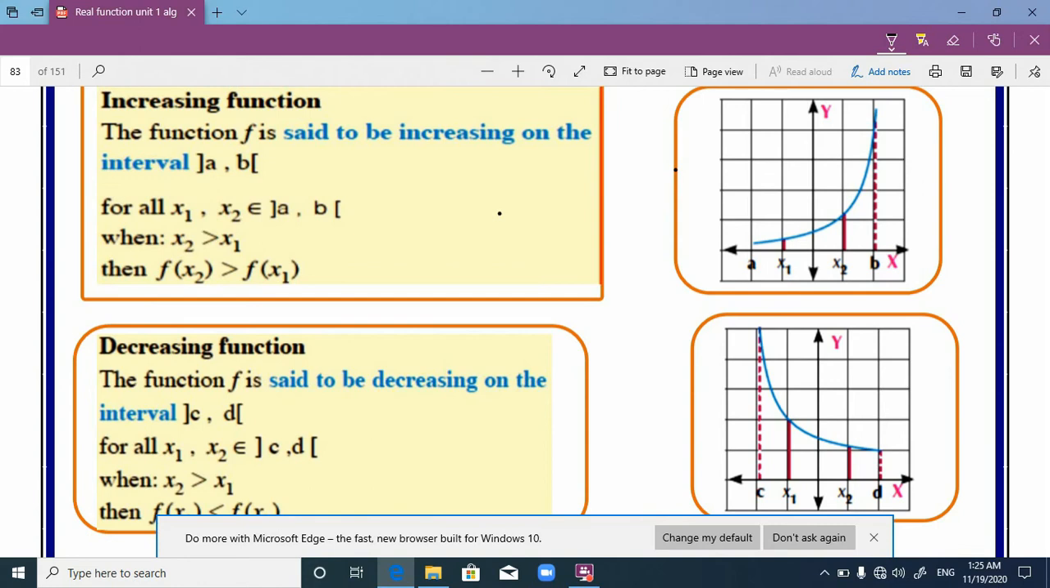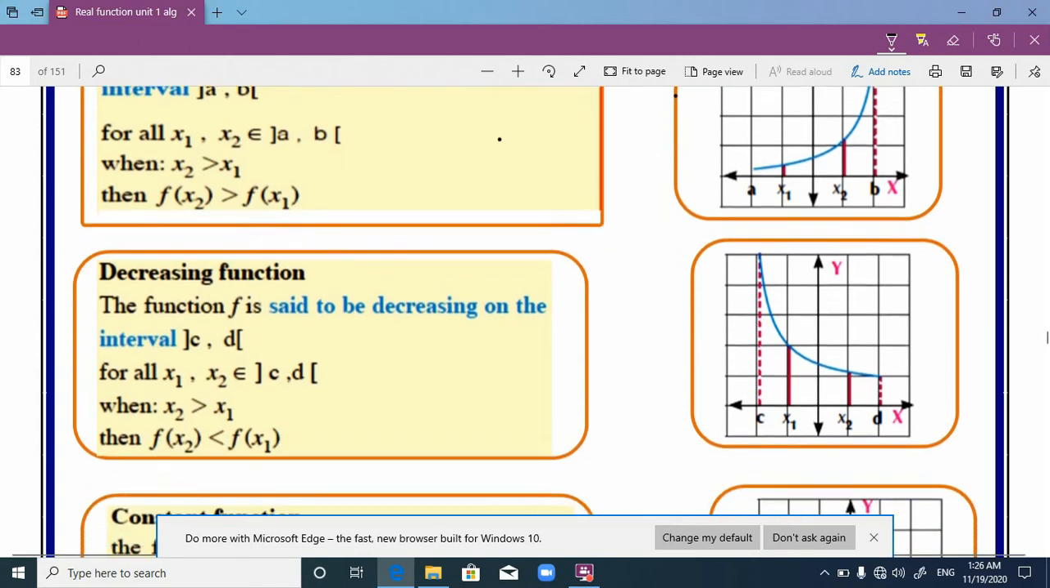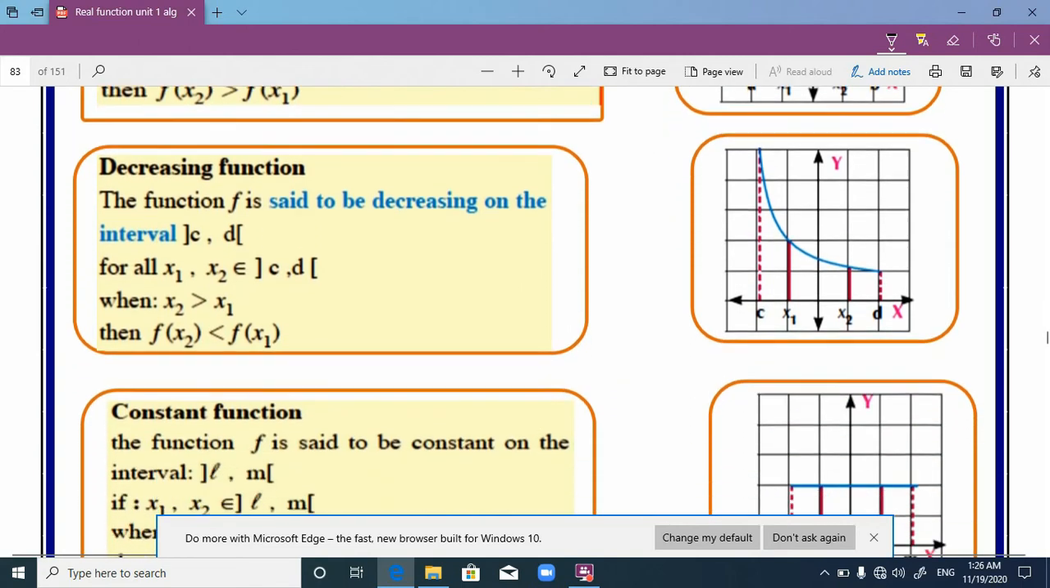Increasing function. A function f is said to be increasing on the interval from a to b if, for all x1 and x2 belonging to the interval a to b, where x1 is greater than x2 and f of x1 is greater than f of x2, therefore f of x is increasing. Okay, let's see the increasing function.